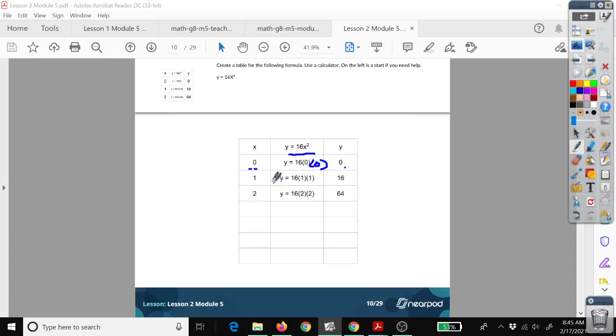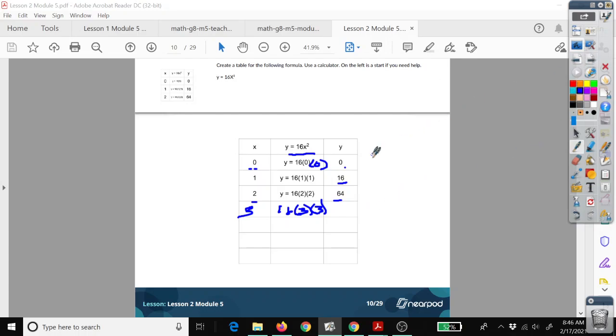So if I put in a 0 for x, I do 16 times 0, which is always 0. It's never different. If I put in a 0 again, 16 times 0 times 0, it's still a 0. If I put in a 1, it's 16 times 1 times 1, which is 16. If I put in a 2, I have 16 times 2 times 2, which is 64. If I put in a 3, I have 16 times 3 times 3, so that would be 9 times 16, which is 144, I think.